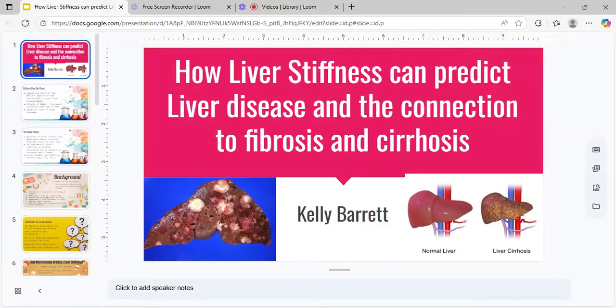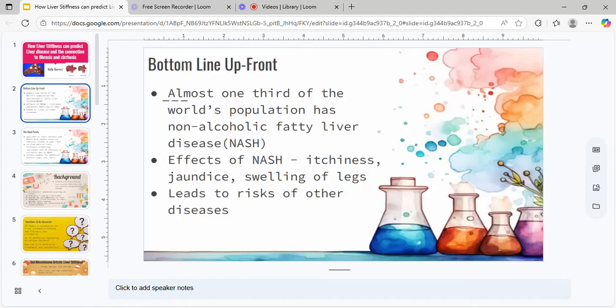Hi, everybody. This is about how liver stiffness can predict liver disease and the connection to fibrosis and cirrhosis. For my bluff, I want to say that nearly 1/3 of the world's adult population has non-alcoholic fatty liver disease. They usually say NAFLD, just as an abbreviation, and that will be used throughout this presentation as well.